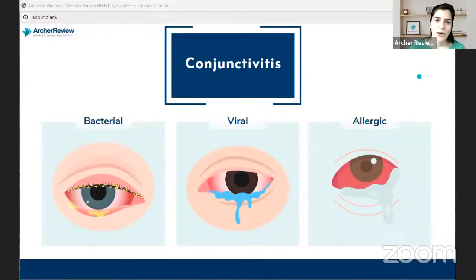First one is good old-fashioned conjunctivitis. So there are different types of conjunctivitis. The main three are bacterial, viral, and allergic. When you're first in practice, you could get a little tripped up by the bacterial and viral. They're kind of hard to distinguish when you're first in practice. I promise you, once you've practiced a lot, it'll be a lot easier.